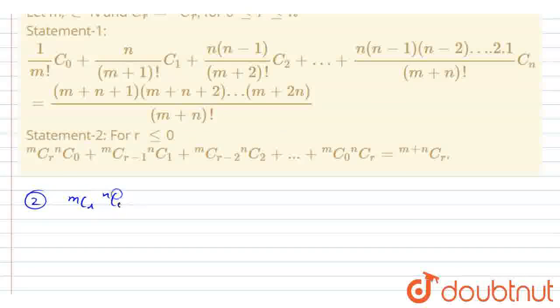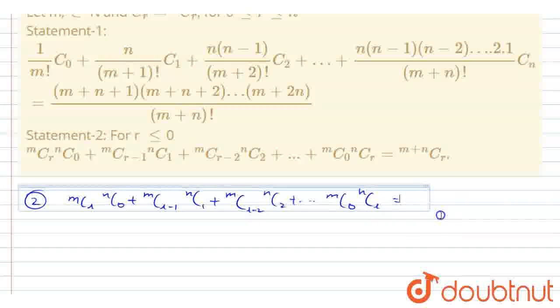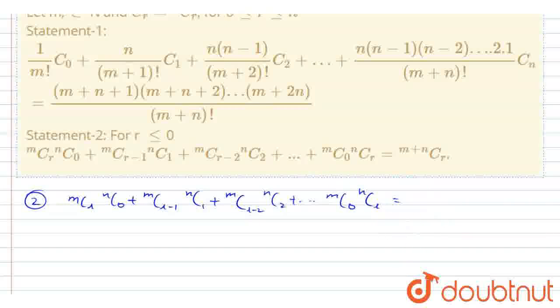MCR NC0 plus MCR minus 1 into NC1 plus MCR minus 2 into NC2 up to MC0 NCR, which is equal to (M plus N)CR. Okay students, we have to show this and we will get this answer.